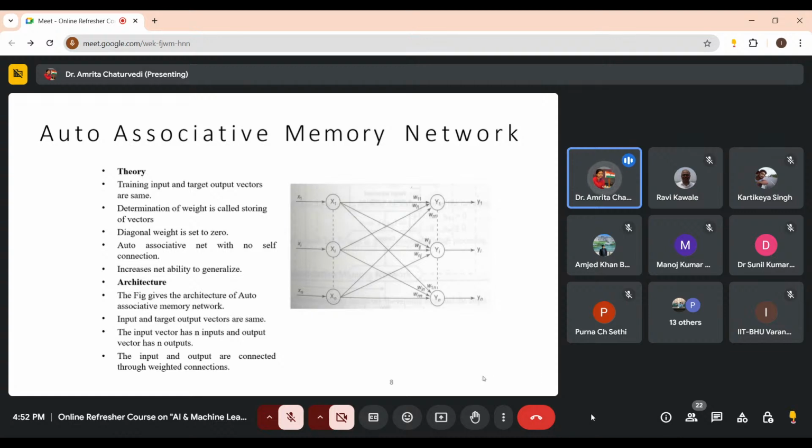So diagonal weight is set to 0 because you see that there are no interconnections between the nodes, self connections I should say. The nodes are not self connected. So the diagonal weights are 0 in the weight matrix. This is done to increase the net's ability to generalize over unknown patterns also. The figure on the screen shows the architecture of the auto-associative memory network.